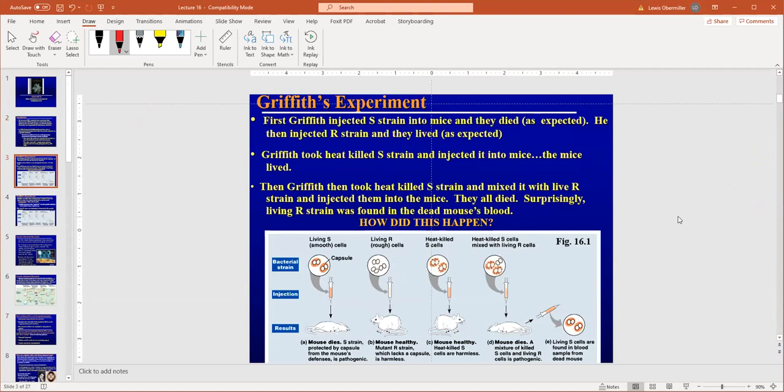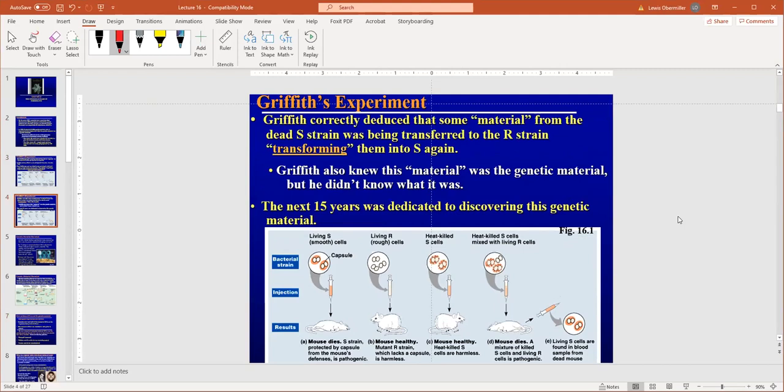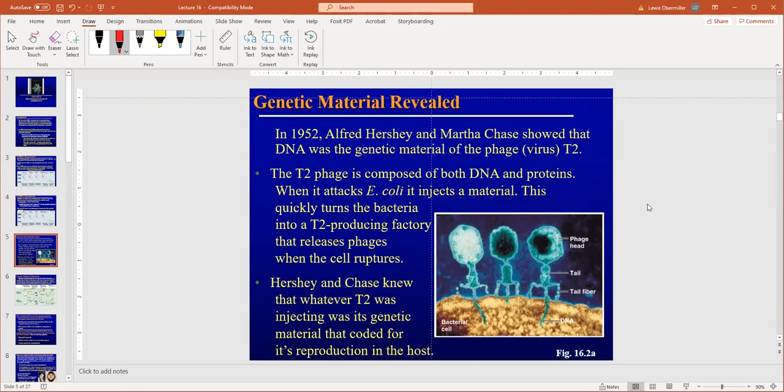So you should sort of know this experiment because it's a big deal. You should know the difference between R and S strains. You should know the word transforming. That's an important word in biology and genetics. And like I said, you should know the person, not the date. I don't care about the date.